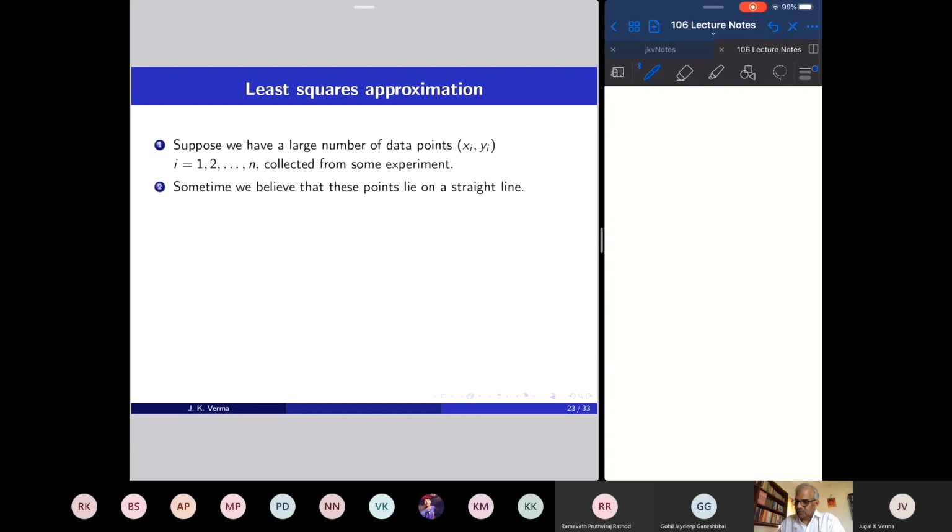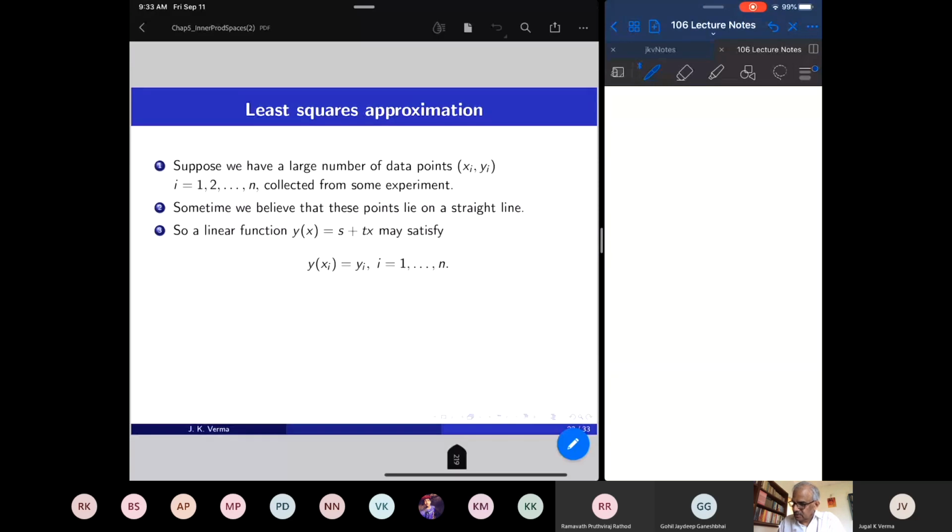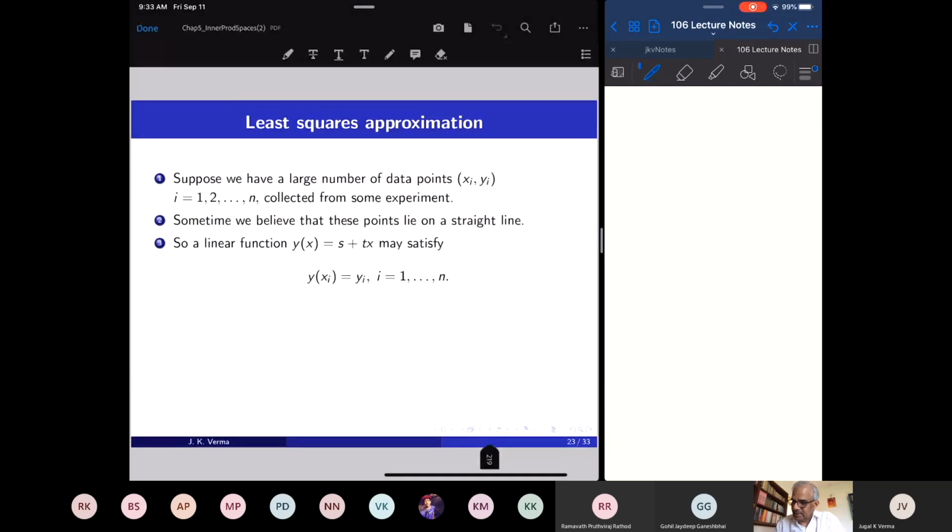Suppose there is a linear function y(x) equal to s plus tx, which may satisfy the equation of a straight line. If y(xi) equals yi for every i, then we say that this line fits the data accurately.